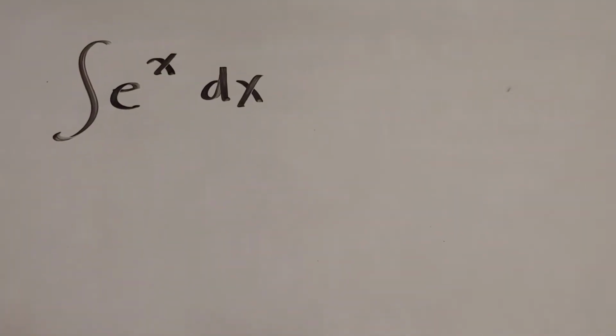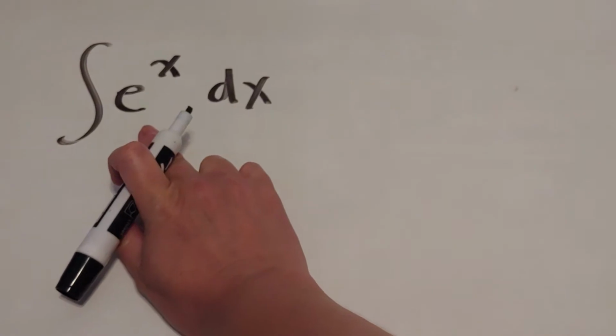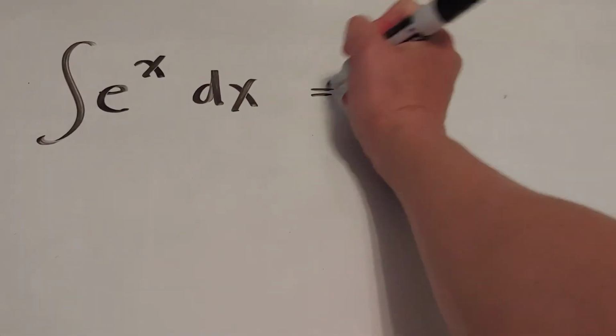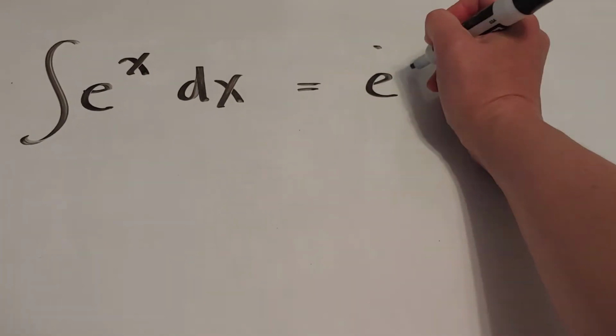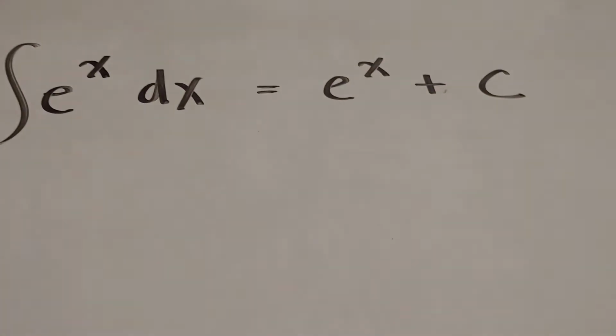In this video, we're going to talk about some integration facts for e to the x. So as we know, the derivative of e to the x is e to the x. So the integral of e to the x is e to the x plus c, a constant. Okay.